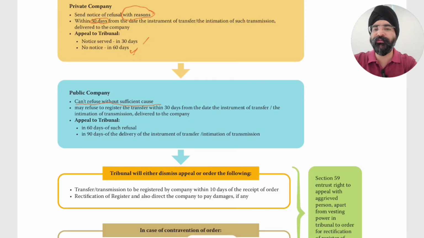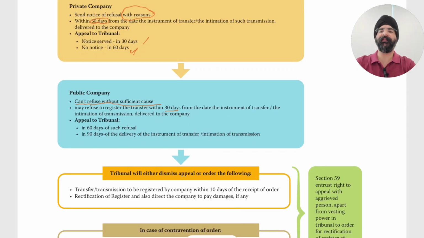Public company may refuse to register the transfer within 30 days from the date of the instrument of transfer or intimation of transmission delivered to the company. However, due to sufficient cause it can do, it needs to be careful, and again it needs to refuse within 30 days. Appeal to tribunal.